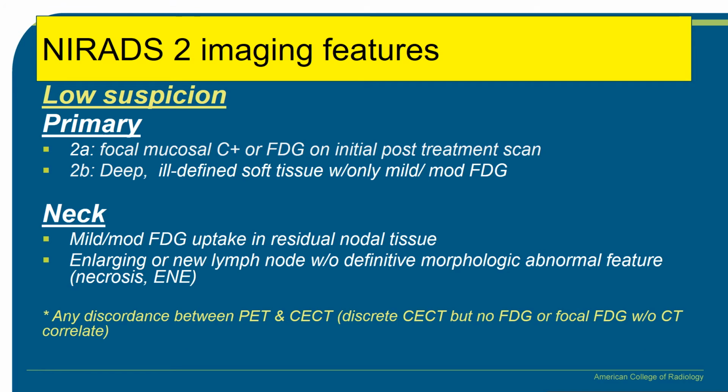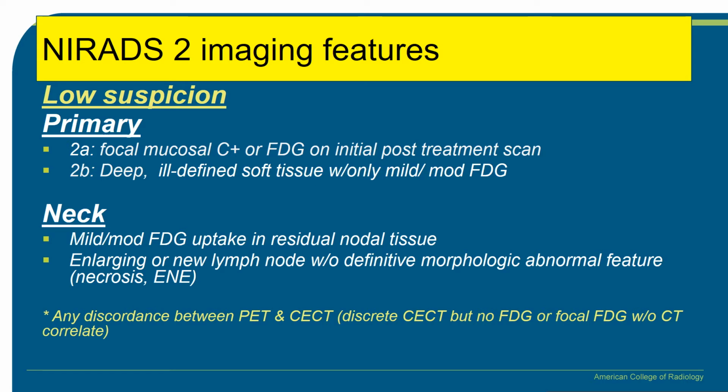NI-RADS 2 imaging features at the primary site. If the mucosal enhancement is focal or there's focal FDG uptake, we give it a 2A. These are likely going to be post-radiation change, but we point it out to our surgeons and oncologists so they can take a look. This helps them with their clinical exam and increases sensitivity as their exam is also difficult in the post-radiated patient. For the deep abnormalities, we give this a 2B if they're ill-defined and only have mild to moderate FDG uptake. It just means we need more data in the form of short follow-up or a PET to make a decision on what to do next.